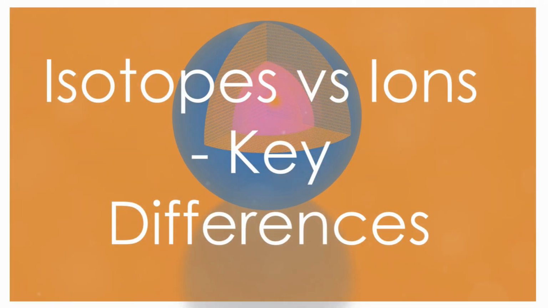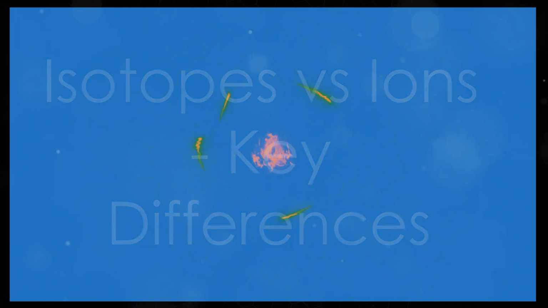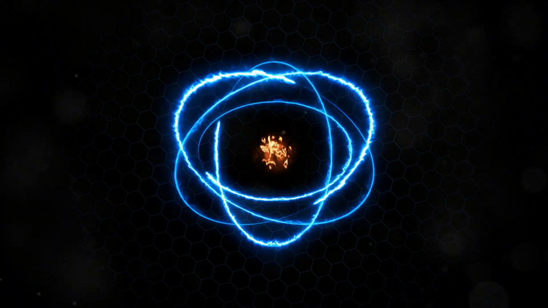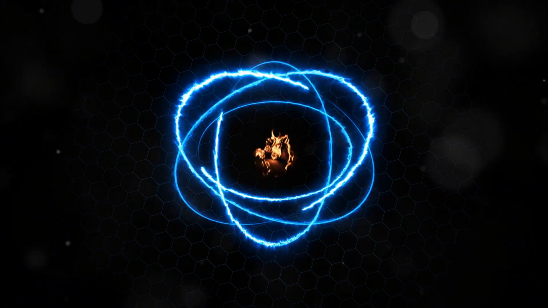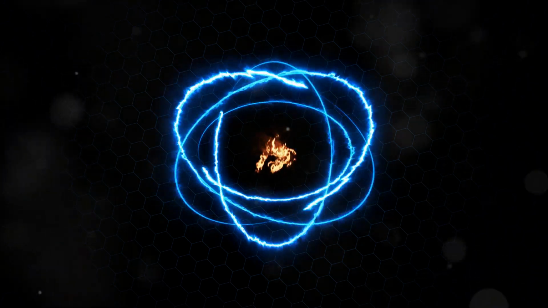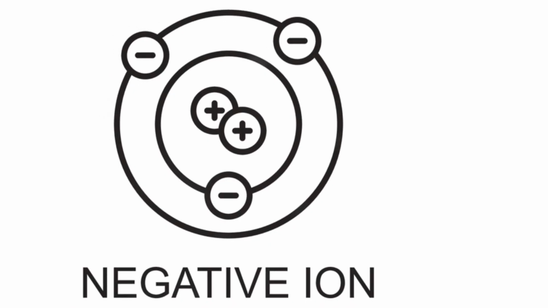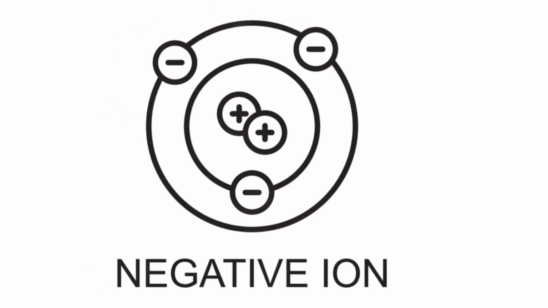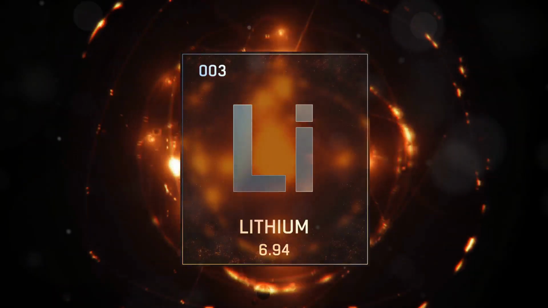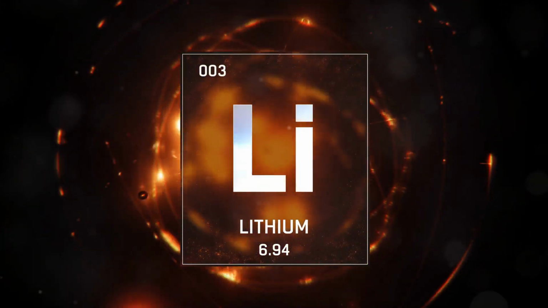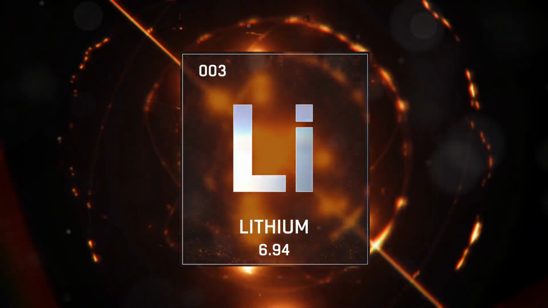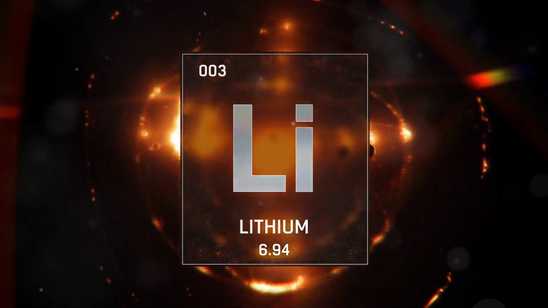Isotopes versus ions. Key differences. So, what's the main difference between isotopes and ions? Let's dive into the fascinating world of atomic structure to understand this better. Isotopes involve changes in the number of neutrons within the nucleus of an atom. This alteration affects the atom's mass, making it heavier or lighter, but it does not change the atom's overall charge.